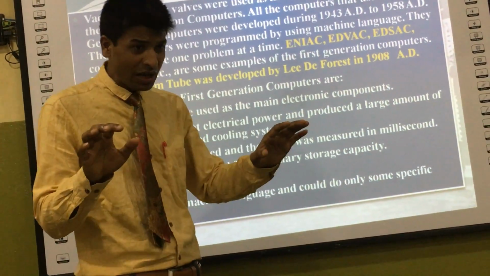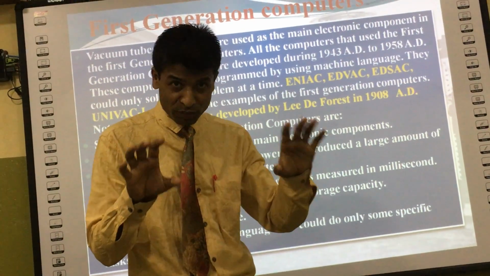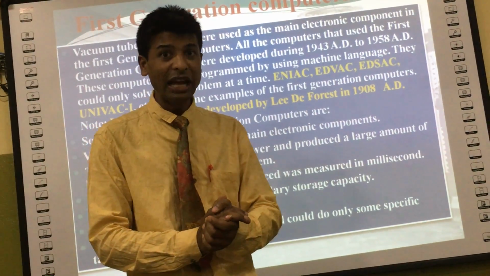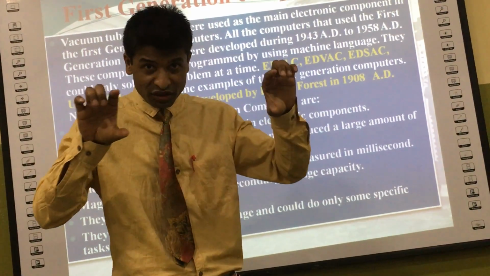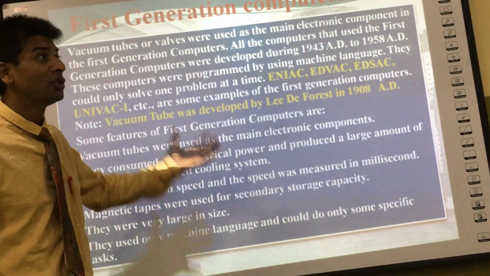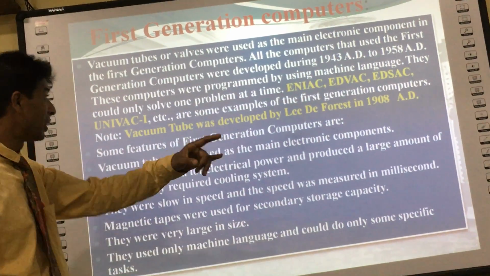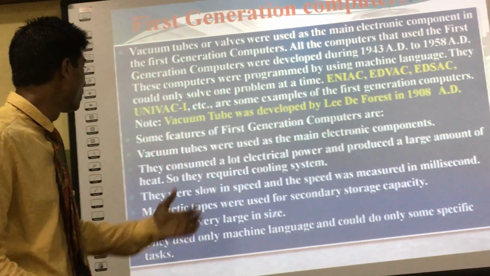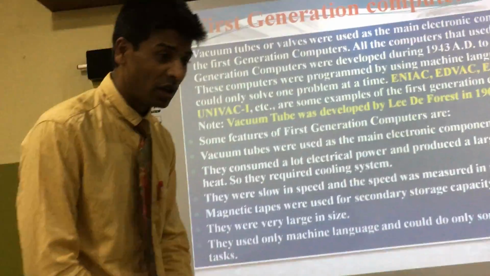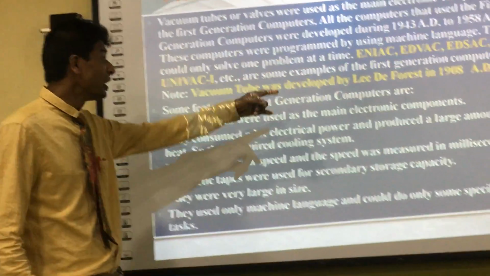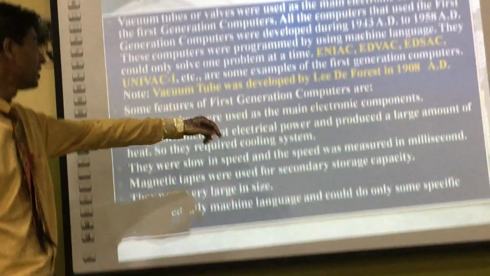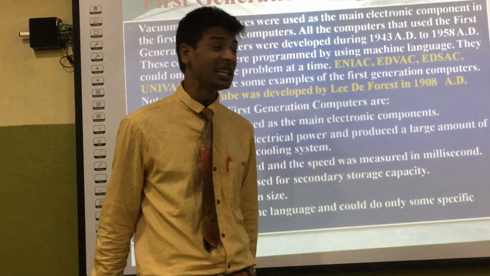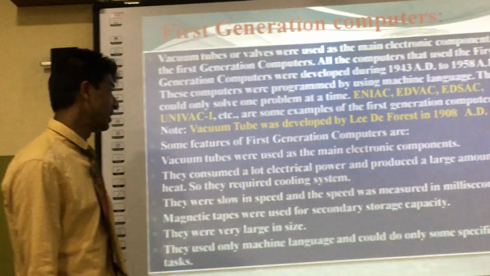Before 1943, there was no remarkable date regarding the generation of computers. After 1943, we came to know that first generation computers were introduced, with vacuum tubes used as the main component. Remember, the examples are ENIAC, EDVAC, EDSAC, and UNIVAC, Universal Automatic Computer. These are all first generation computers. Who invented the vacuum tube and when? Vacuum tubes were developed by Lee De Forest in 1908 AD.